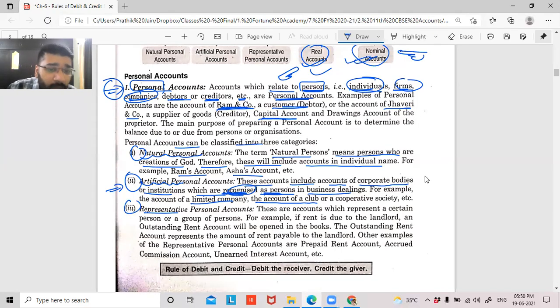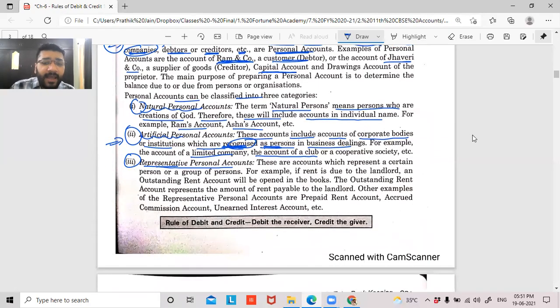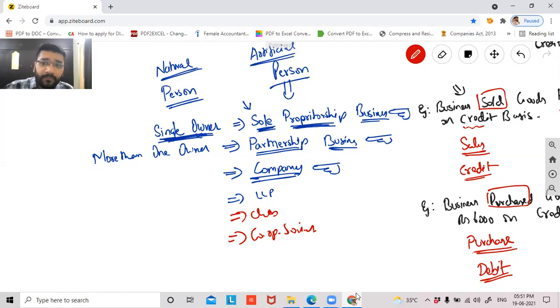Now guys, there is a third one which is called a representative personal account. Trust me, you will not understand anything at this point. All you have to understand is that this is a special category where you'll record the 4 special cases. You'll record the 4 special cases, and that is nothing but prepaid, accrued, unearned, and one more thing is there. So I'll make a note here.